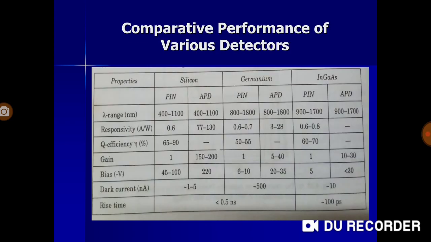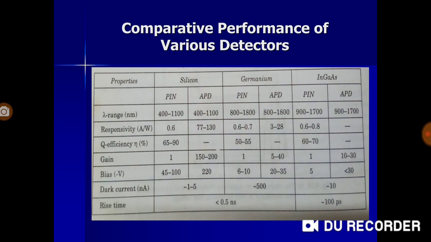Now we come to the comparative performance of various detectors. As I said, PIN and APD are the optical photodetectors that we talk about in optical communication. So we'll compare the various properties with respect to PIN and APD of different materials: silicon, germanium and indium gallium arsenide.